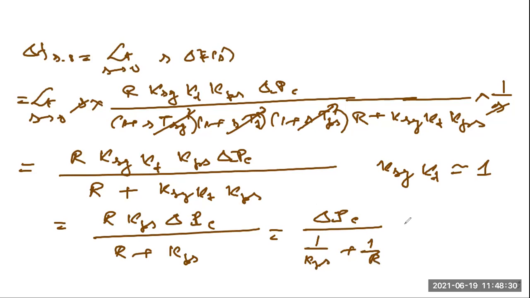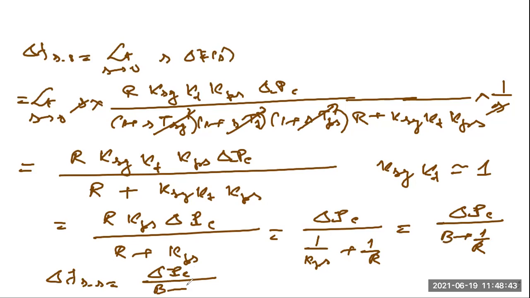Now 1 by KPS we know is equal to B. So this is B plus 1 by R. So delta F steady state finally is delta PC by B plus 1 by R. Is it clear, this derivation? Yes, sir. Okay, fine.